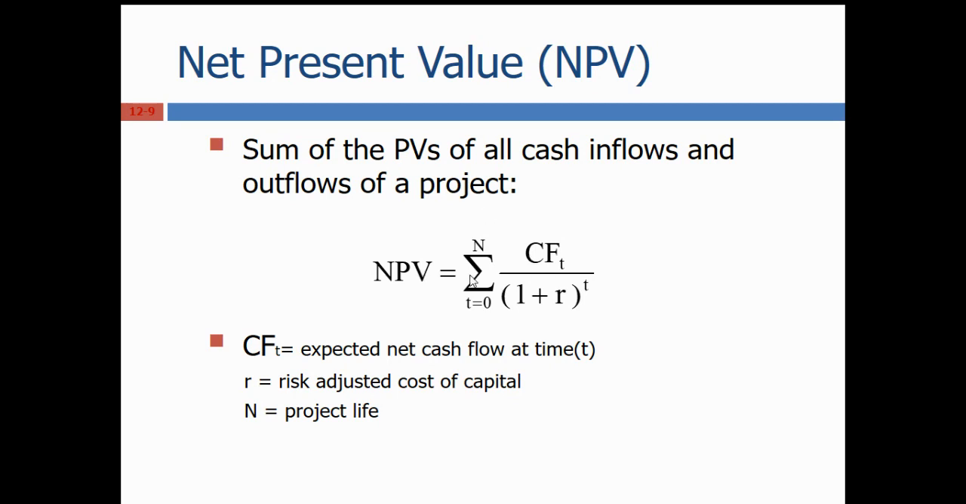This is the sign which equals to sum. You calculate the years, and it's the number of the period. So it's the sum of PVs of all cash flows, inflows and outflows of a project. Whatever the cash flows, 1 plus r to the power of 3, where r is the discount rate. This is your cash flow, your cost of capital, and the duration of the project's life.